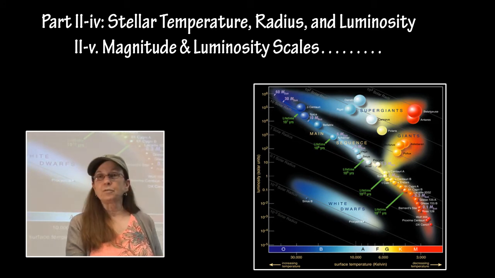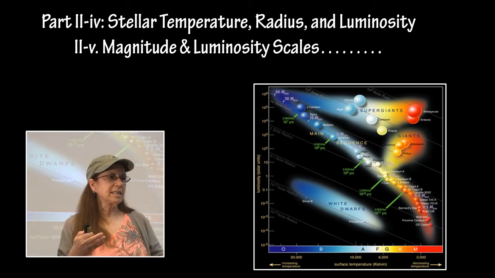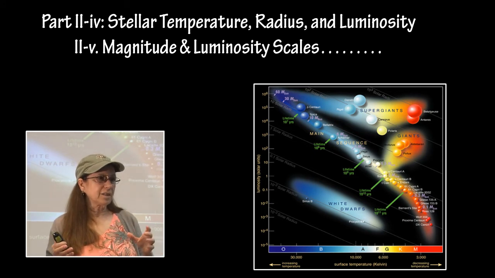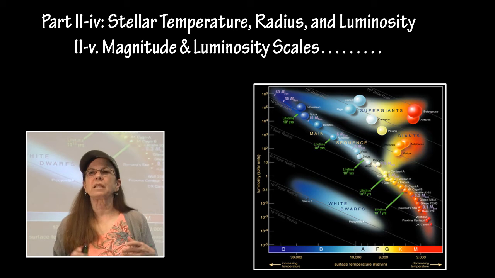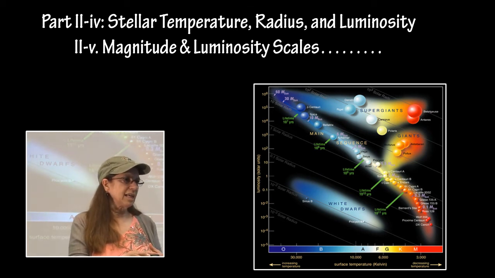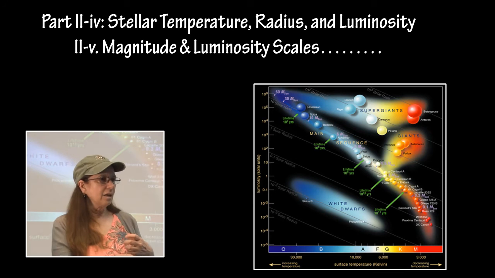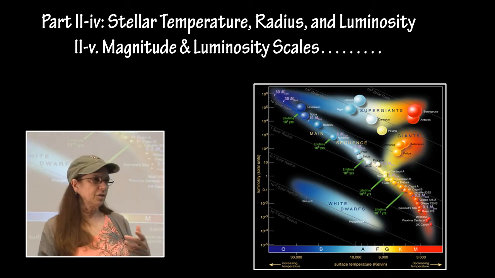If you move up to the giant branch, the radius gets even larger because these are very expanded stars in the later stages of their evolution. You get up to the supergiant branch, they're even larger in radius. However, down here in the white dwarf branch, these stars have a very, very small radius. So the smallest radii are on the white dwarf branch. The largest radii are on the supergiant branch.